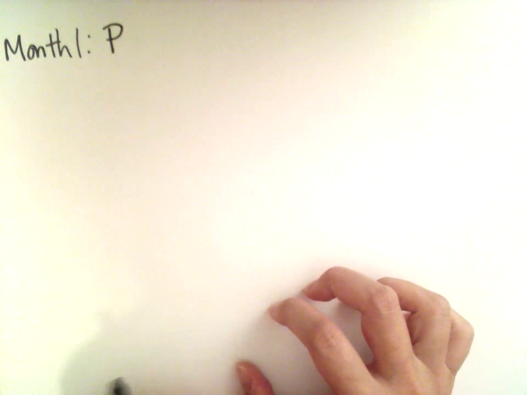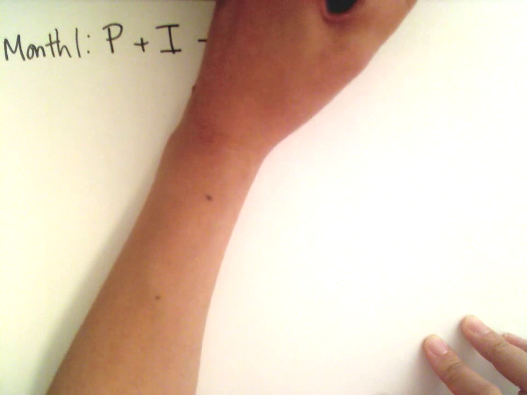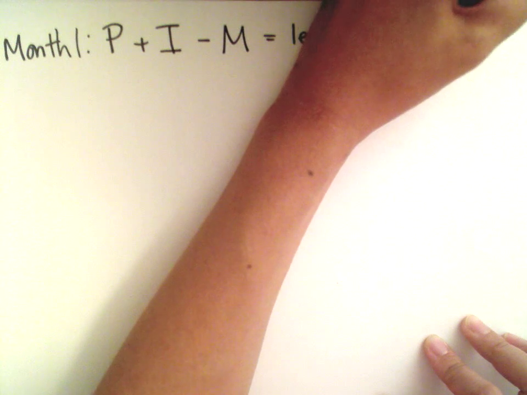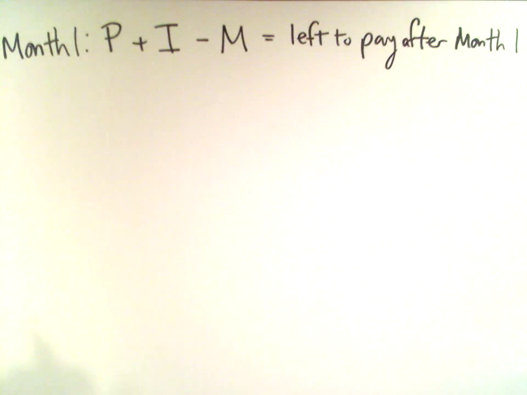Essentially, you start off with P. That is the amount of money, like the $35,000 that you took out in the first place. And then what you want to do is add the interest, and then you subtract off your monthly payment, and that's how much you have left to pay after month 1.